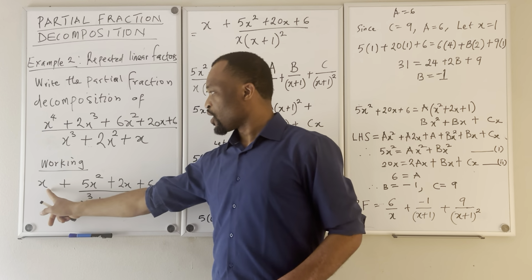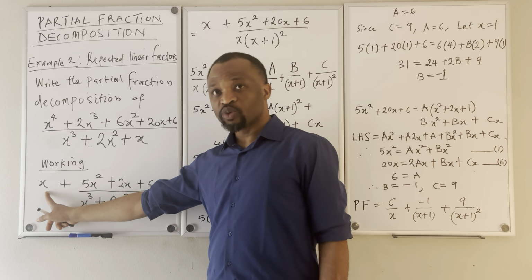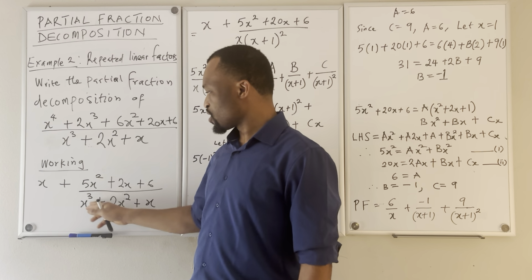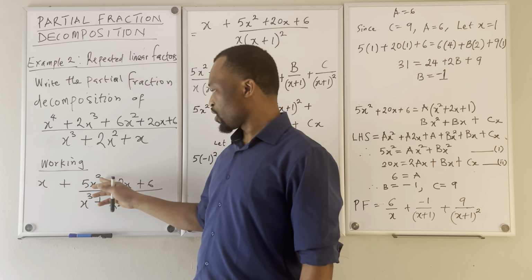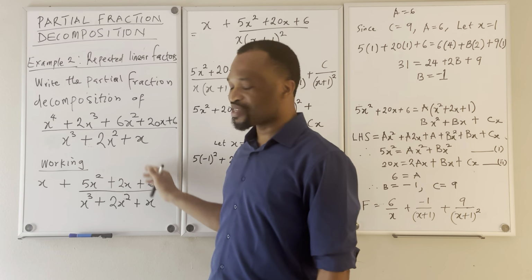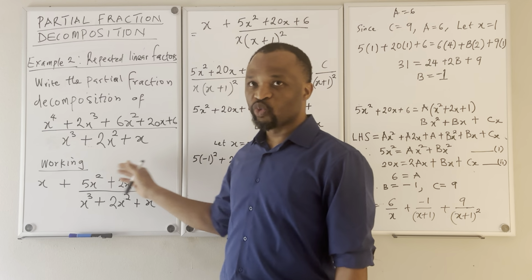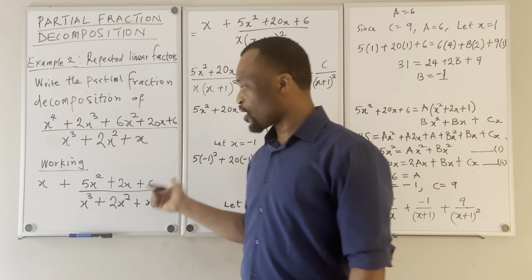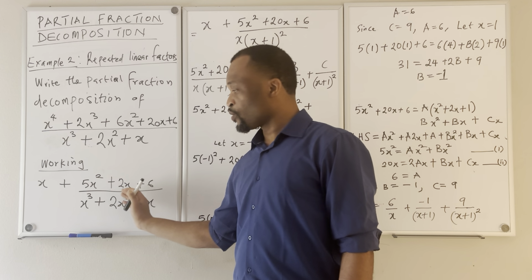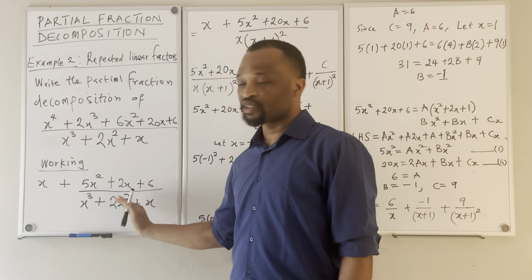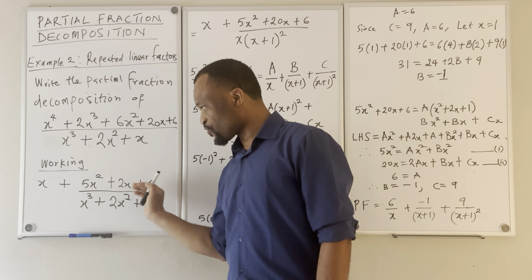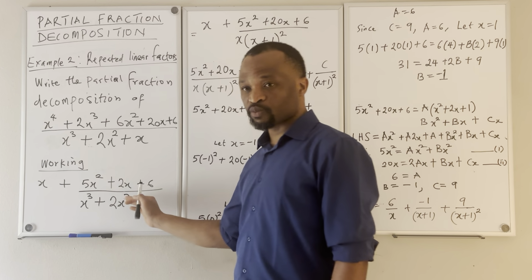Doing the long division, we would have x standing alone, with this as the divisor, and 5x squared plus 2x plus 6 as the remainder. So with this now, we have a rational partial fraction to work with. The next step will be to decompose this rational partial fraction.